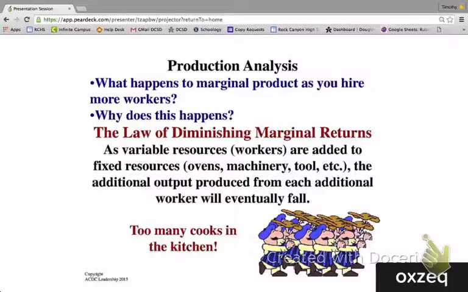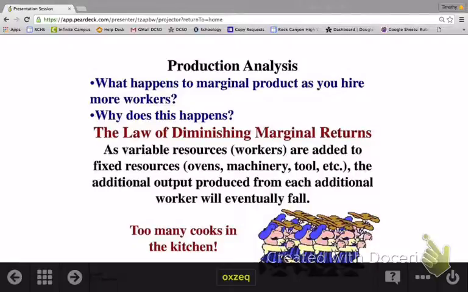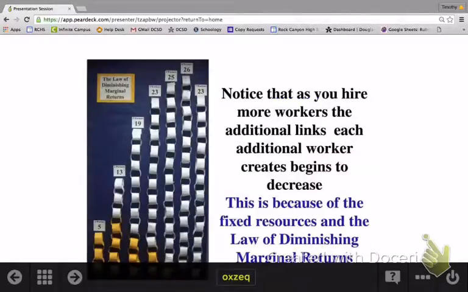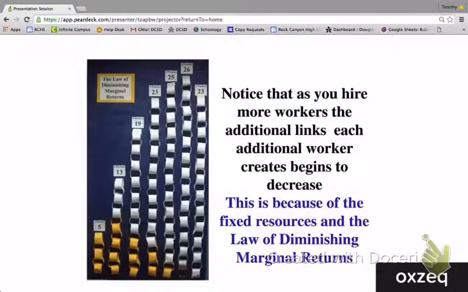But in the short run, as variable resources, such as workers, are added to fixed resources, the additional output produced from each additional variable resource, which is a worker in this case, will eventually fall. Now, we might say there are too many cooks in the kitchen, and they all stumble and get in each other's way. They're all trying to do too much, and it just doesn't work well. So notice that as you hire more workers, the additional output that each additional worker creates begins to decrease. And this is because of the fixed resources and the law of diminishing marginal returns.